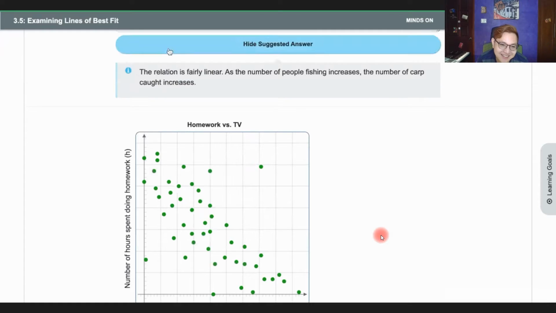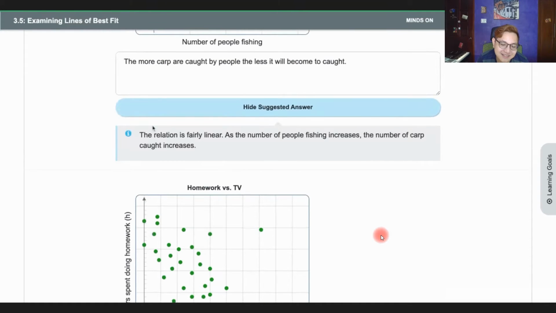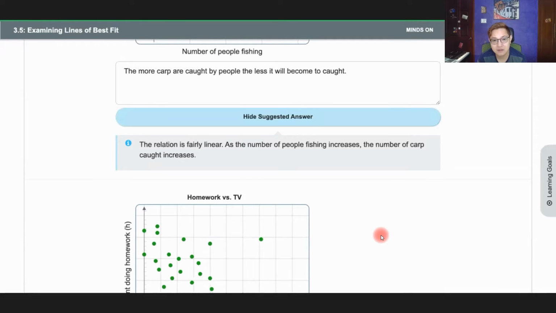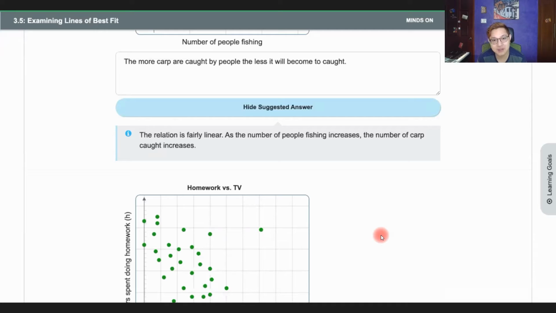So the relation is fairly linear. As the number of people fishing increases, the number of carp caught increases. Because you see, most of the points on this graph are going up. Only the last three points are going down, isn't it? So that's why they say the relation is very linear. You have to see the whole picture first. Most of the points are going up, and only three points are going down, so we can ignore them, kind of.